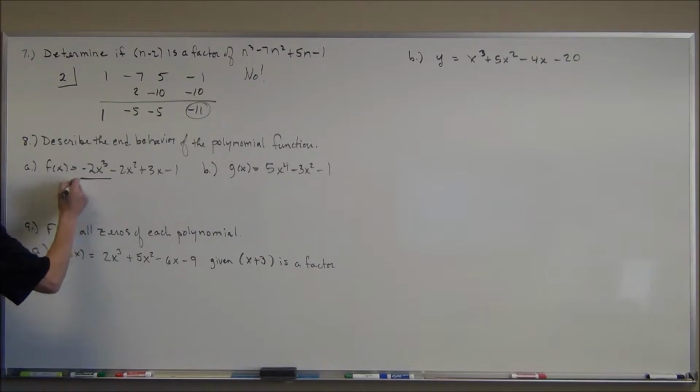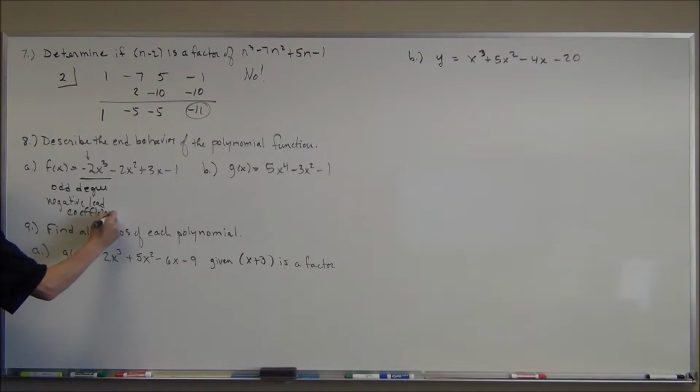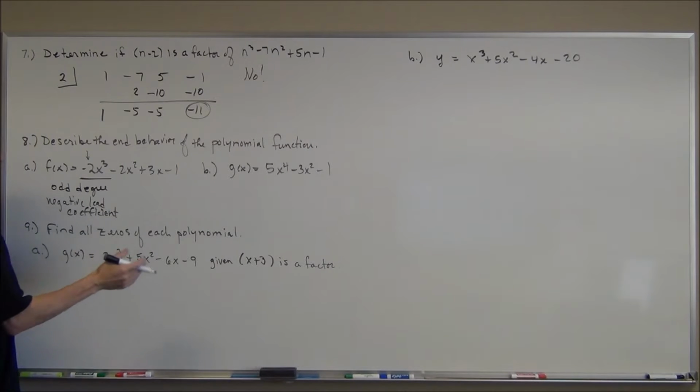Here's A. Look at the first term. Not because it's the first term, but because it's the highest degree term. This was in descending order. Notice, odd degree, a 3, and a negative lead coefficient. You don't have to write this down. I'm doing that to kind of emphasize it. All right. So if it's odd degree, remember one goes up, one goes down. And if it's negative, it doesn't go up and to the right. That's when it has a positive lead coefficient. It goes up and to the left, down and to the right.